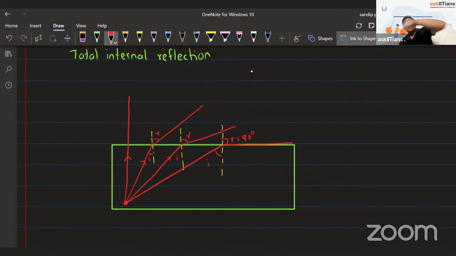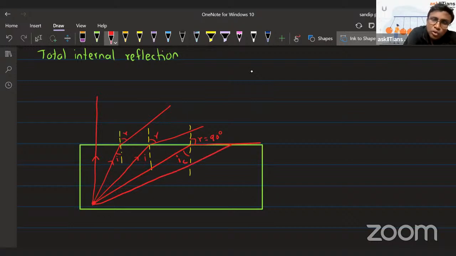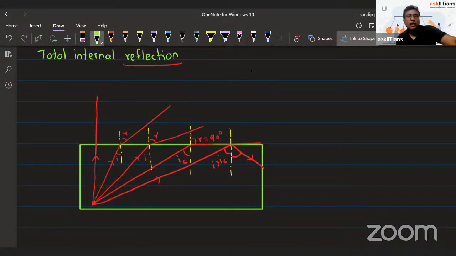It means the light will go along the glass surface. That particular incident angle we call the critical angle. So this angle is the critical angle, and we give it a new name, IC. What will happen if you increase the angle even more, so that it is more than IC? In this case, the ray will get reflected inside the glass itself. Therefore, it is called total internal reflection. There is no mirror, only two mediums, and still we can see a reflection there.